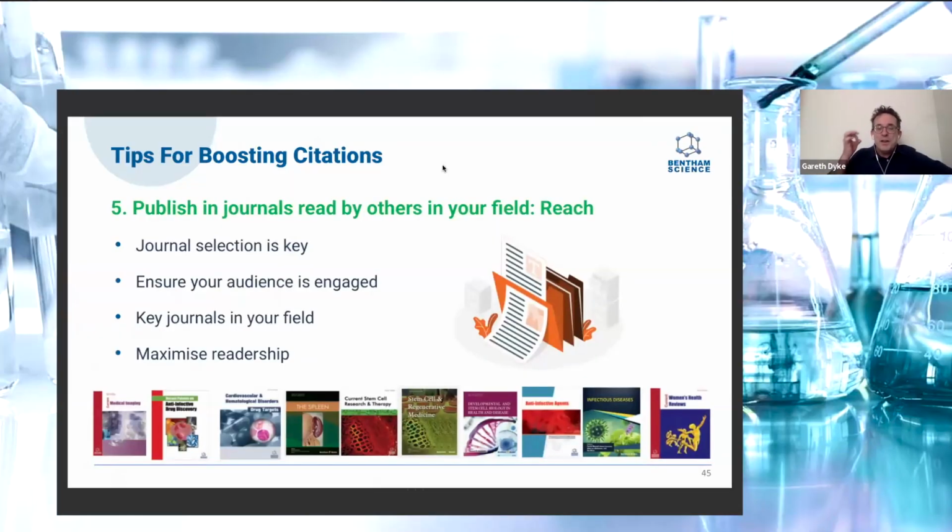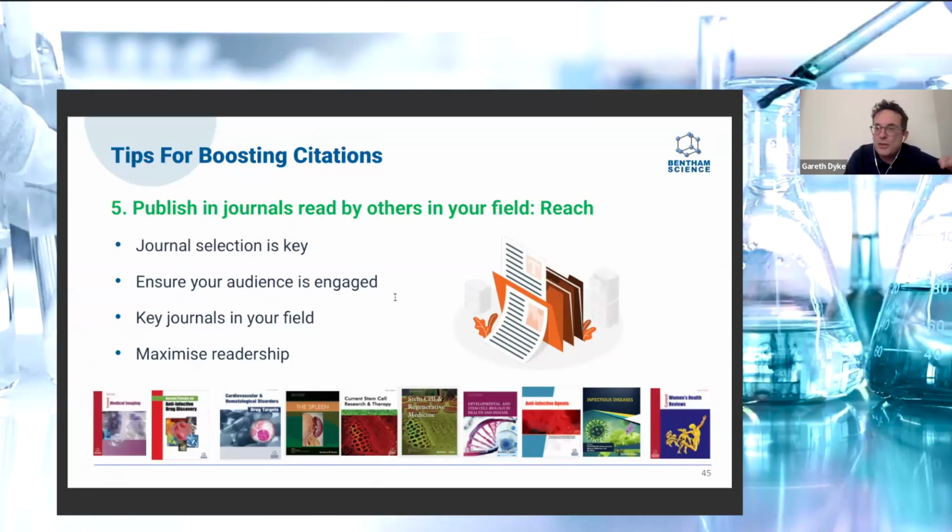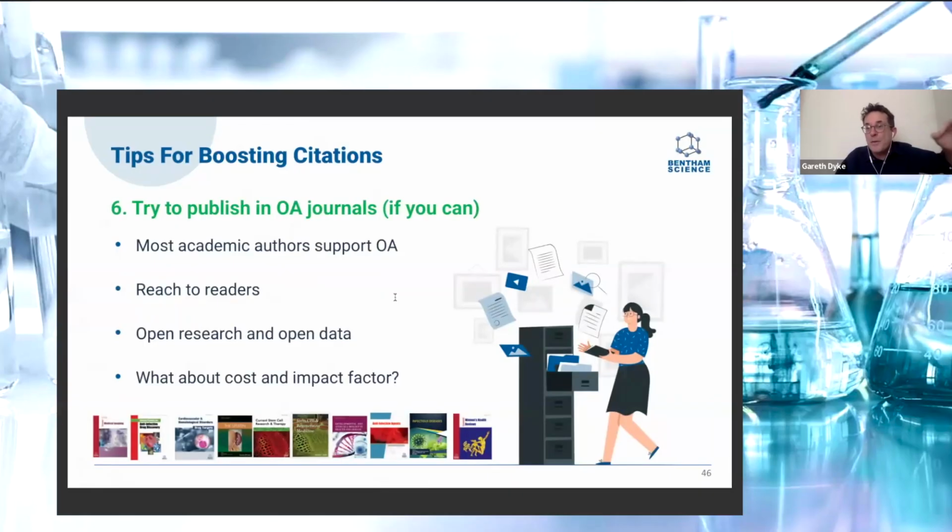Tip number 5, do publish in journals that other people read in your field. Different research areas tend to use different journals. Pharmacology, cardiology, oncology, paleontology, they've got their own preferred journals. So journal selection is key to ensure that your audience remains engaged. Using key journals in your field to maximize readership. That's tip number 5. You don't want to publish in a journal that nobody in your field is gonna ever read.